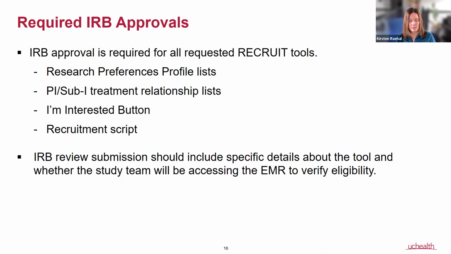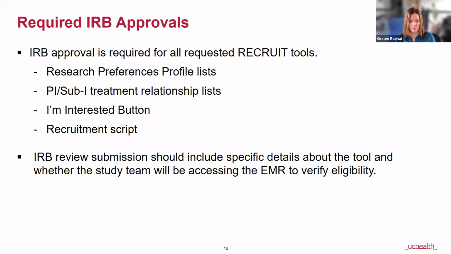With e-consents, if there is a change that is made to the e-consent in order to make it compatible for us to build it in Epic, again, we're going to ask that the IRB has approved any changes that are made to that e-consent document before we will complete the build and release it.